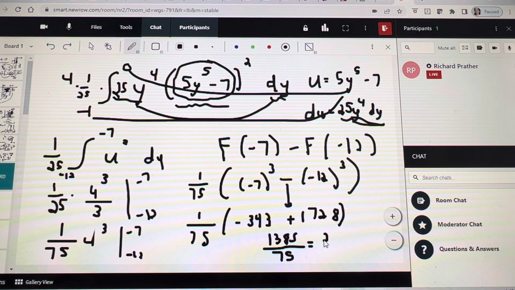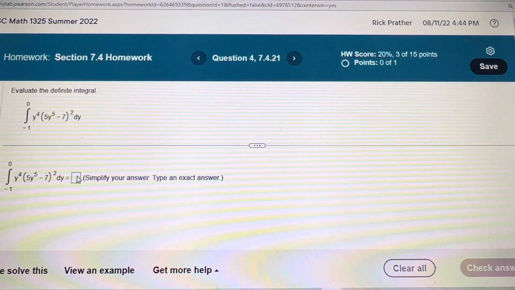277. And 75 divided by 5 is 15. And this does not divide by 5 anymore. 15 divides by 3. 14 plus 2. That does not divide by 3. So 277 over 15.